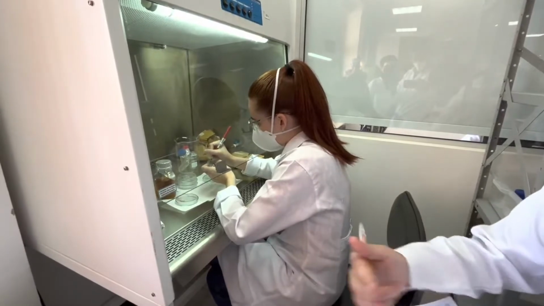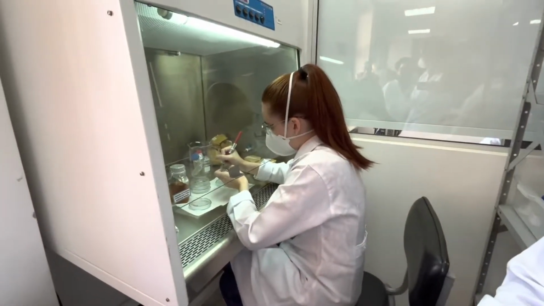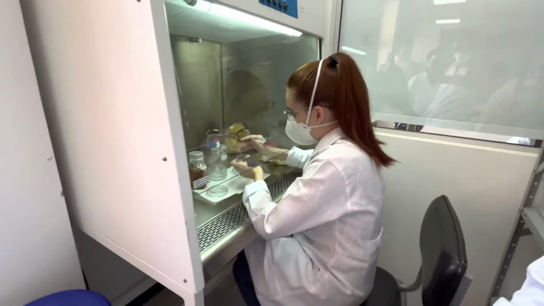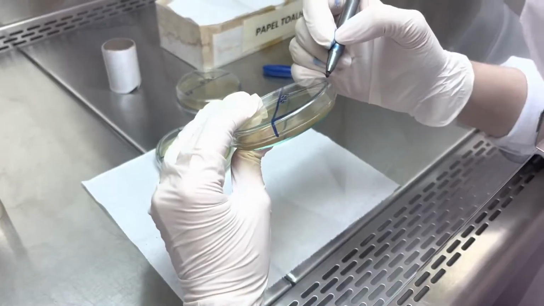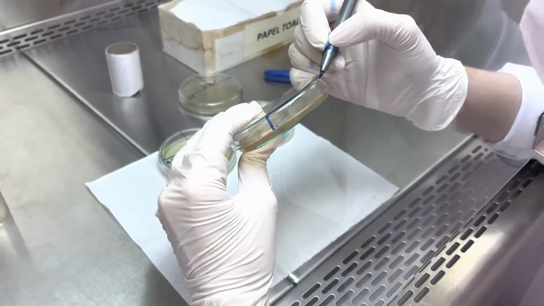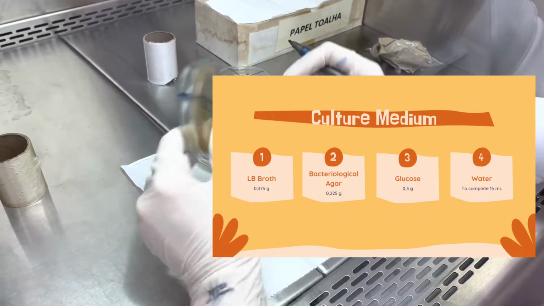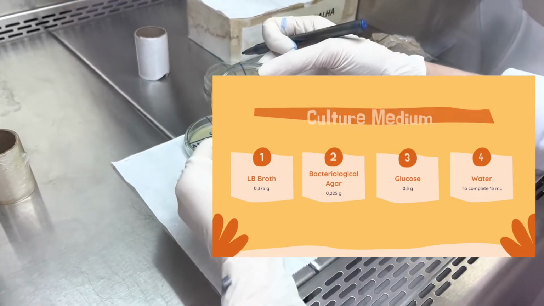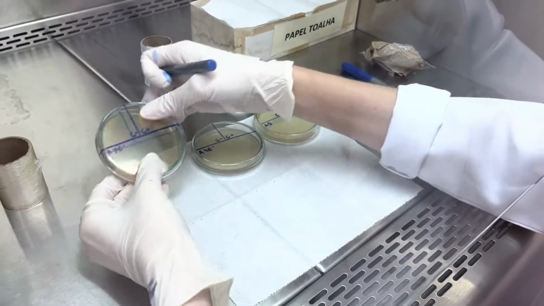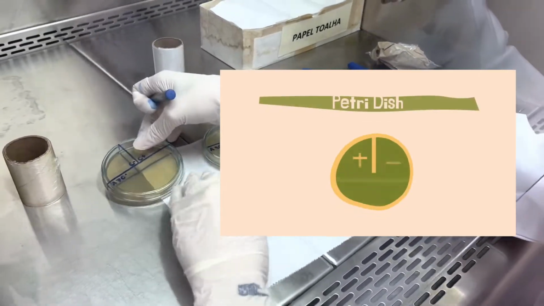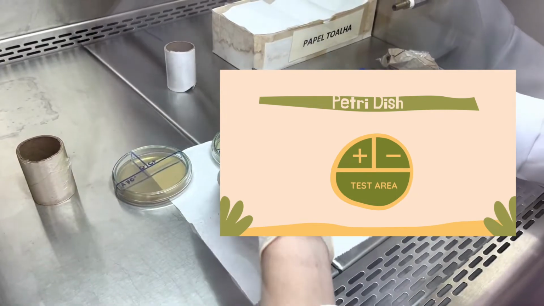There we prepared a culture medium for a microbiological assay. For that, we prepared 4 petri dishes with 15 milliliters each of medium, containing algae broth, bacteriological agar, and glucose. First, we divided our petri dishes in 3 parts. One with positive control, other with negative control, and the largest one, the test area.